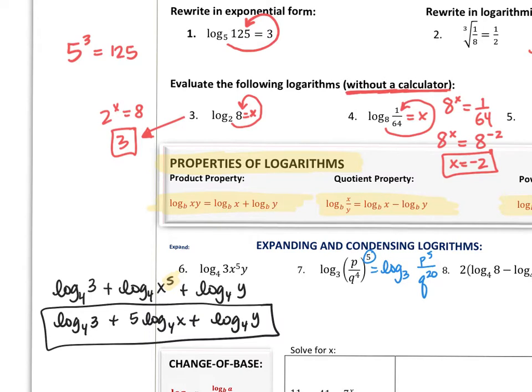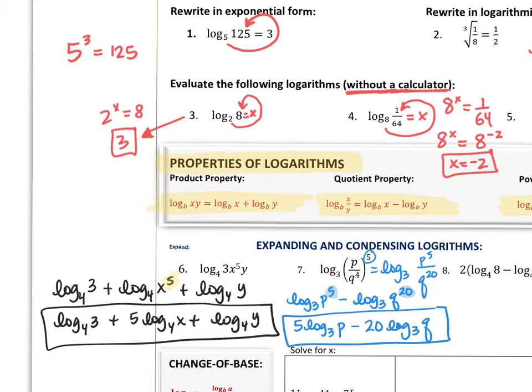So now we have, let's see, this would be log base 3 of p to the 5th minus log base 3 of q to the 20th. Notice it's minus because we have division right there. So it's different than that other problem. So now we put these exponents in the front of each piece. So this would be 5 log base 3 of p minus 20 log base 3 of q. There you go.